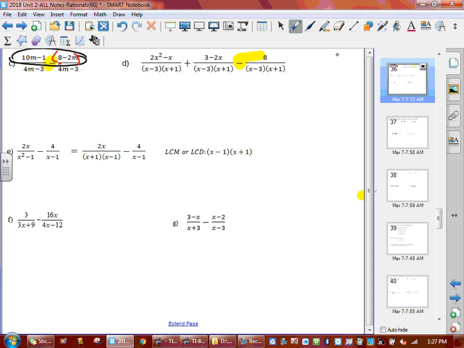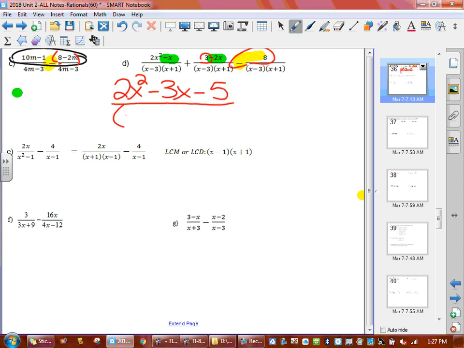So, all we're doing is literally adding like terms in the top because the bottoms are identical already. So what we're going to do is add the stuff that's the same. So I'm going to find my x. There's a negative x and a negative 2x. I can add them together. So I've got 2x squared minus 3x, and now I've got a 3 I have to add to the negative 8, which gives me a negative 5, all over x minus 3, x plus 1.